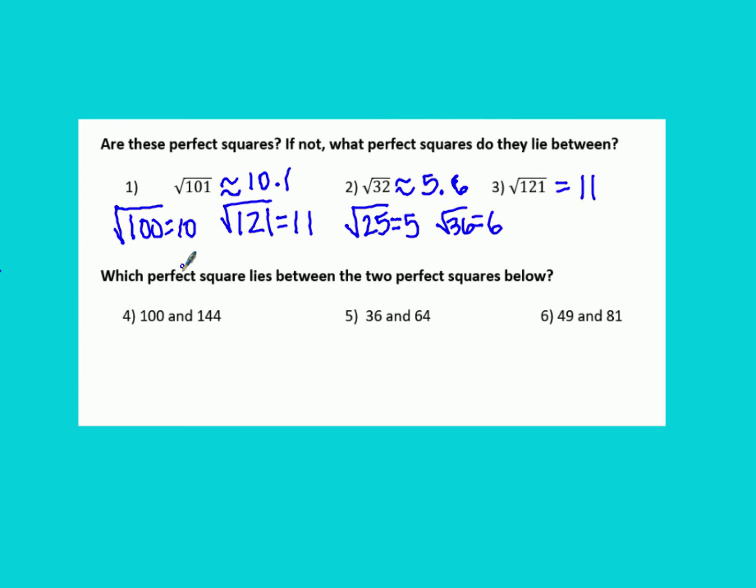So down below it says, which perfect square lies between the two perfect squares below? So we had 100 and 144. So think about our whole list. 100 is 10 squared, and 144 is 12 squared. So the one that's going to be in between them is 11 squared, and 11 squared is 121. Try these other two on your own and then press play when you're ready to check.